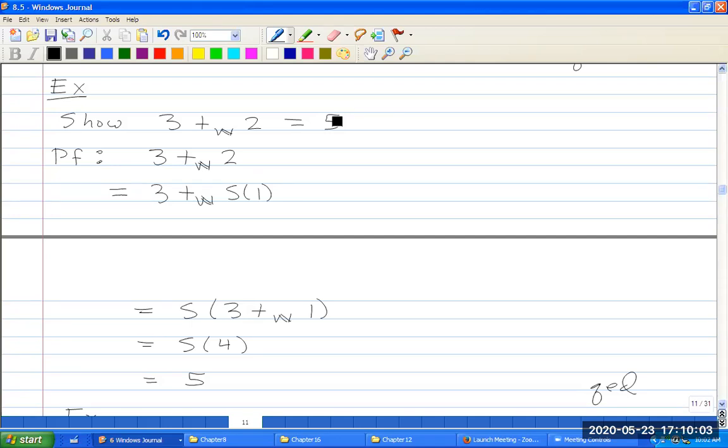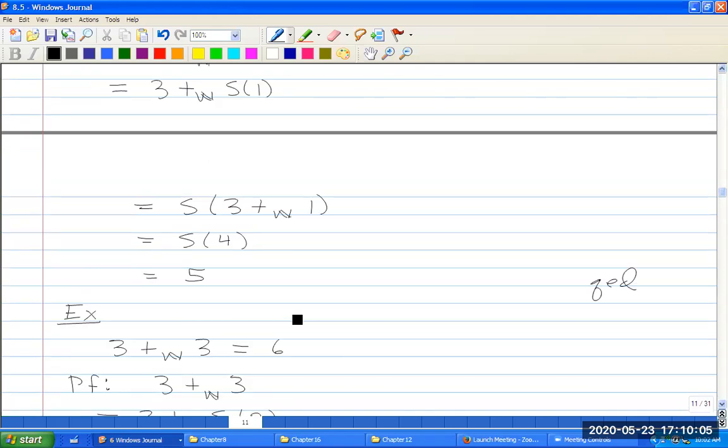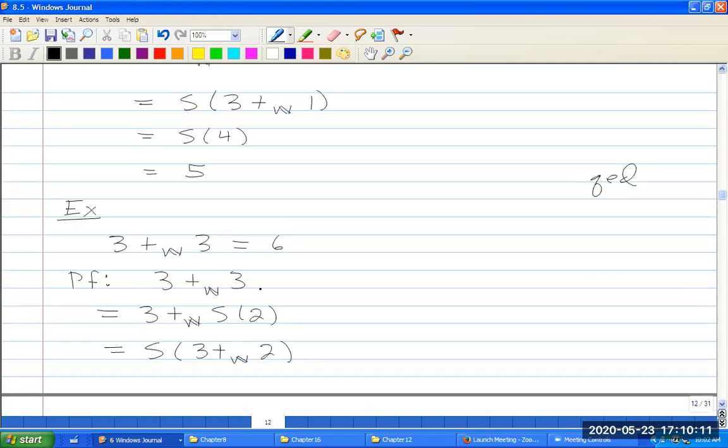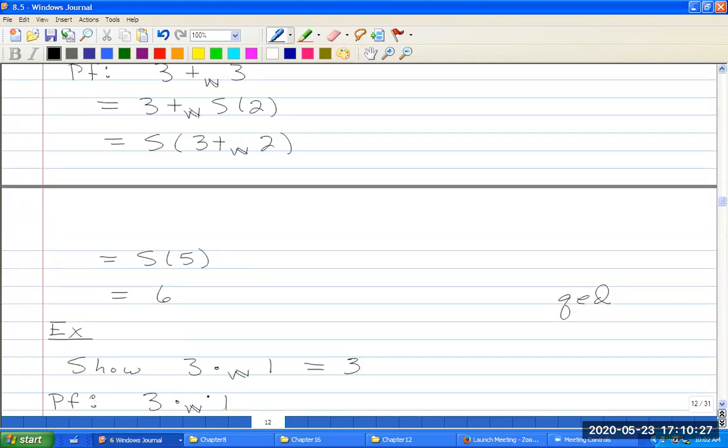Let's show that 3 plus 3 is 6. Well, 3 is the successor of 2. 3 plus the successor of 2 is the successor of 3 plus 2, but 3 plus 2 was shown to be 5, and the successor of 5 is 6. And so we've shown that 3 plus 3 is 6.